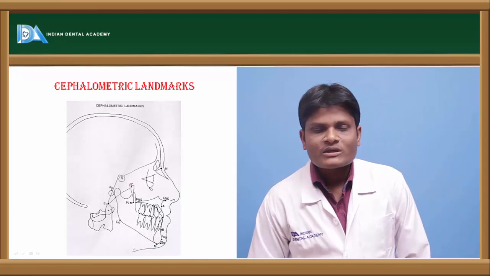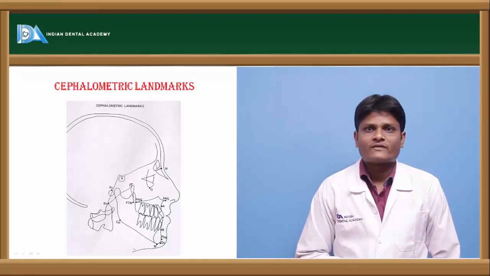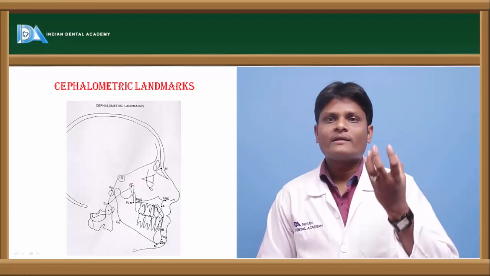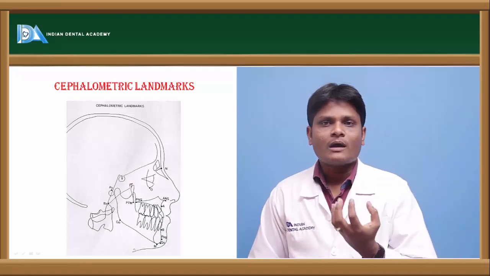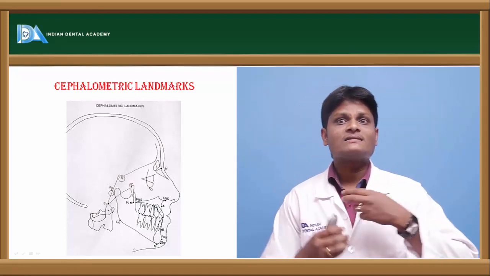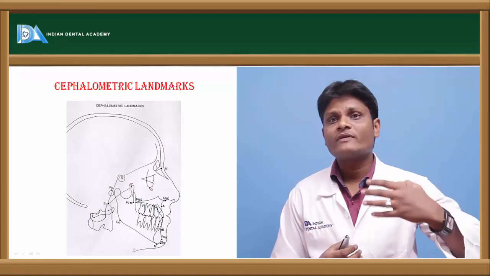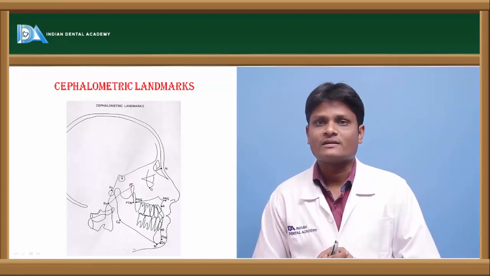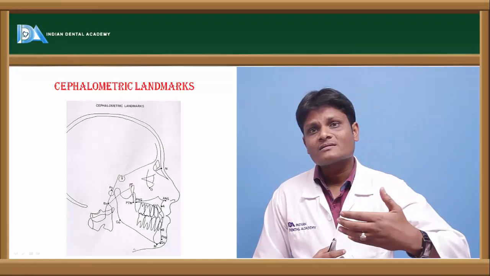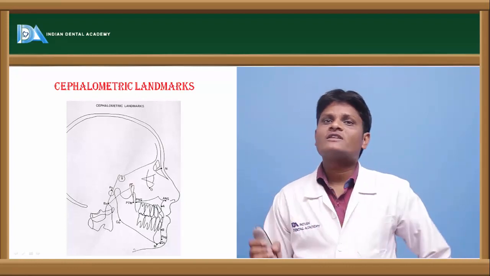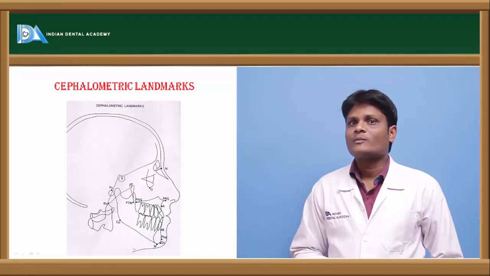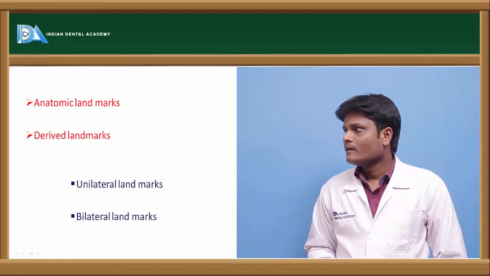Now, the next important discussion is cephalometric landmarks. We know how to obtain a lateral cephalogram. Now, once we have obtained a lateral cephalogram, I said they are useful in analyzing the relationships between different components of the craniofacial skeleton. In order to analyze these relationships, we need to have some reference points, isn't it? These reference points are called cephalometric landmarks.